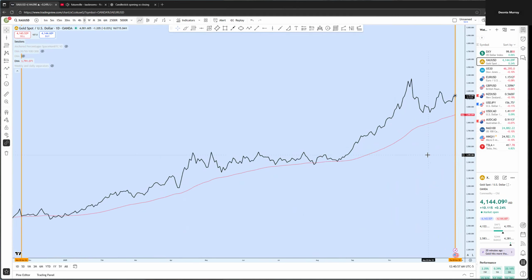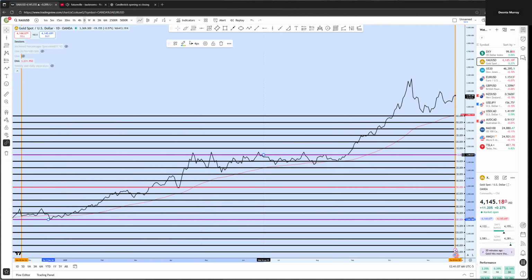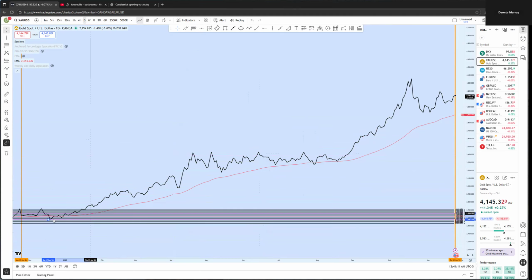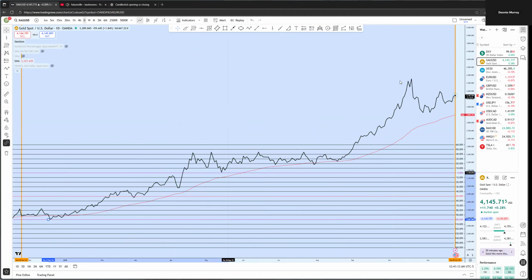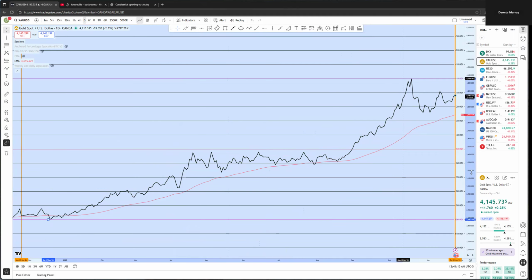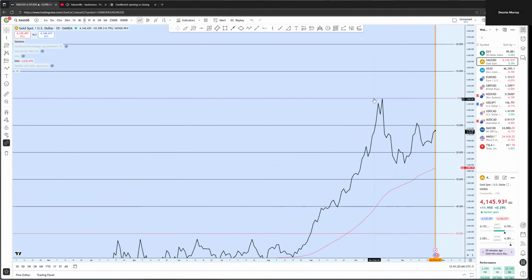Do I go wick to wick? No. I go closing price, right? This is the bottom closing price on the line chart. Oh, shoot. Let me go back, put this in, make it small. So closing price down here, all the way to the high. Boom. Lock it in.